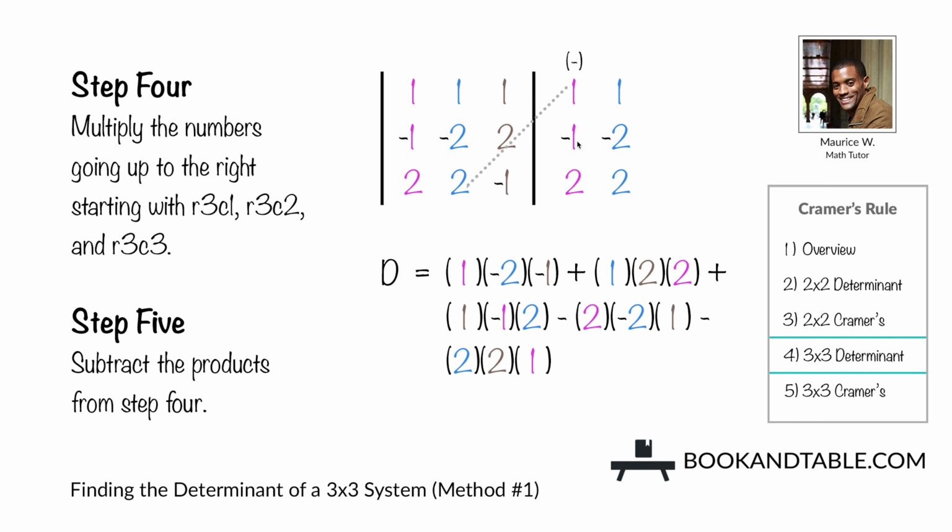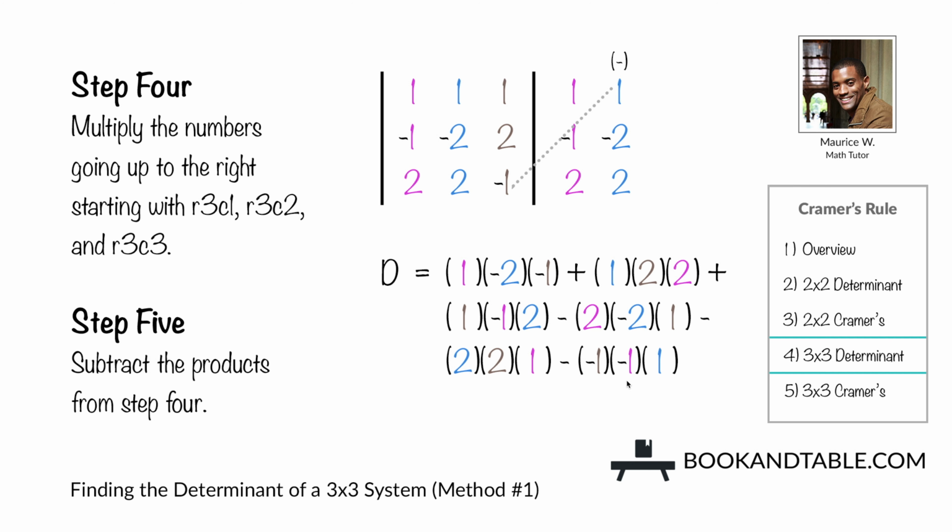And we place a minus or negative sign in front of it. And now we multiply the numbers going up to the right, starting with row 3, column 3. So the third row, third column, so that would be -1. Going up to the right means we're multiplying -1 times -1 times 1. And we want to place a minus sign in front of it.